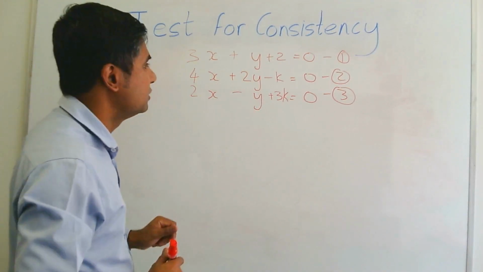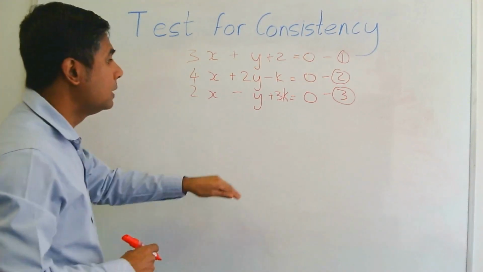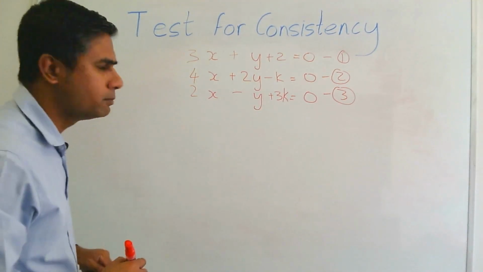And how do we go about doing that? We find this determinant and then set it equal to 0 and then solve for that value of k. So let's form that determinant.